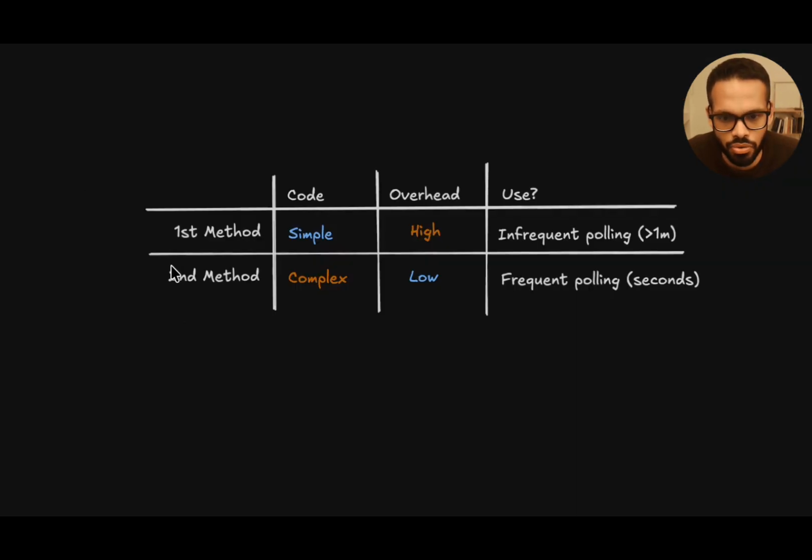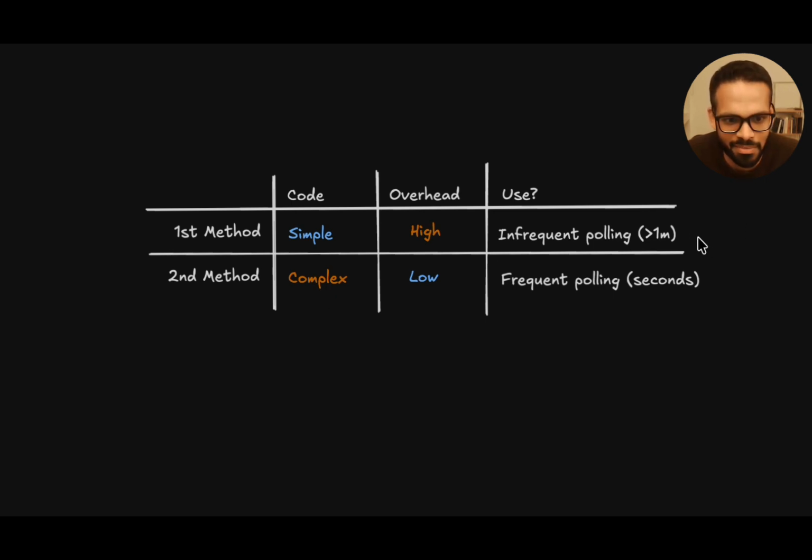So which method should you use? Method 1 is cleaner code, but it's resource intensive. Activities need to be scheduled frequently. Every retry is a new activity execution. Method 2 is more efficient, but you're writing retry logic yourself. And let's be honest, retry logic is where bugs love to hide.